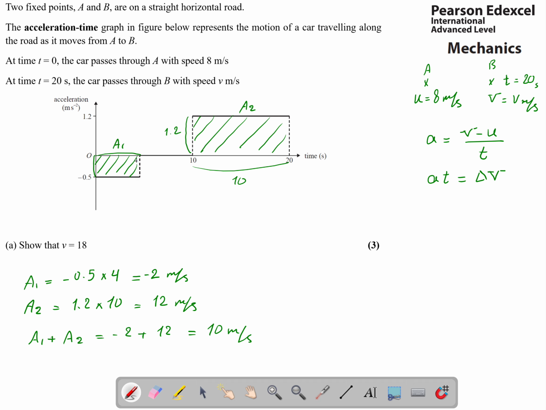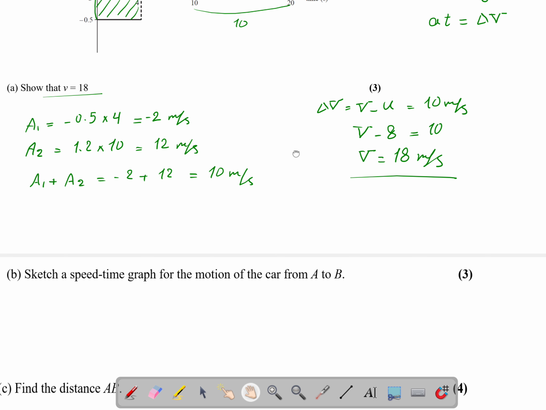So it means that delta V equals V minus U equals 10 meters per second. So V, the final velocity, minus the initial velocity, which is given as 8 meters per second by the question, equals 10. V equals 10 plus 8 equals 18 meters per second. So we proved that the final velocity equals 18 meters per second. Okay. Next part of this question.